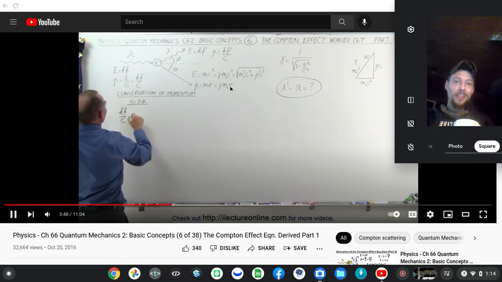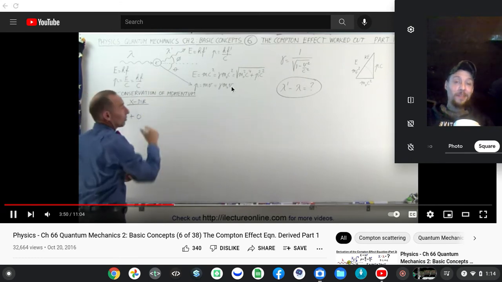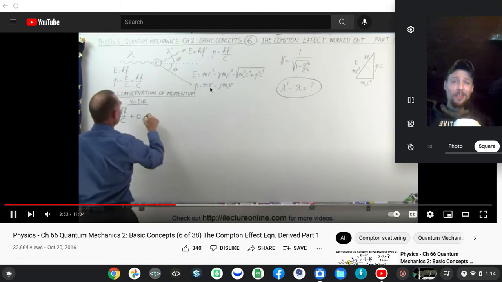The momentum is of the electron, which is motionless before the collision. Those are very important numbers.